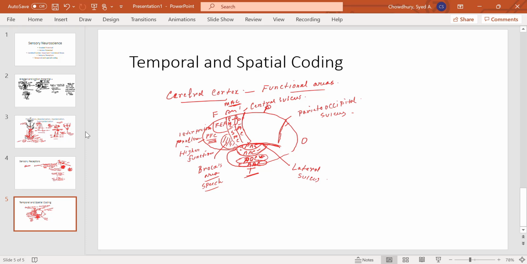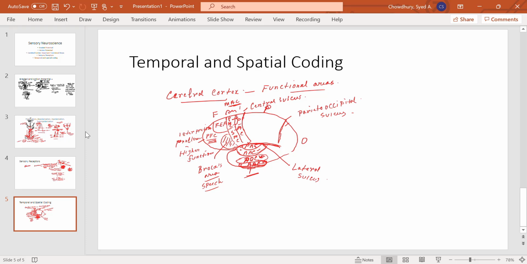Then the association cortex would give you more information about that smell. Okay, if you smelled that before, or is it a good smell or a bad smell, based on your memory, all those things are processed in the olfactory association cortex. Okay, so those are the important functional areas in the temporal lobe.